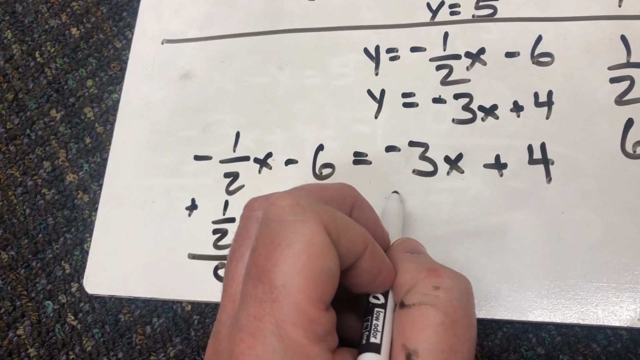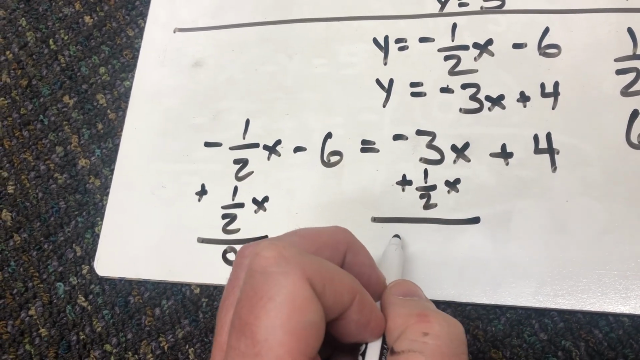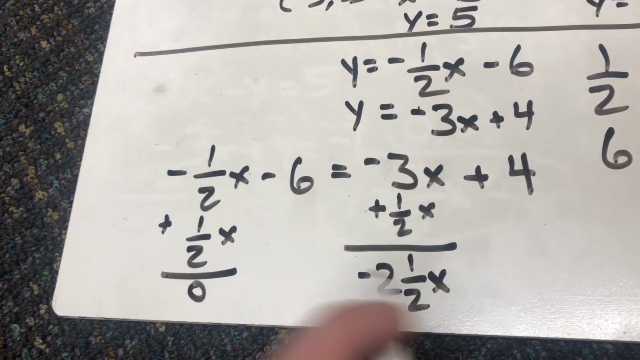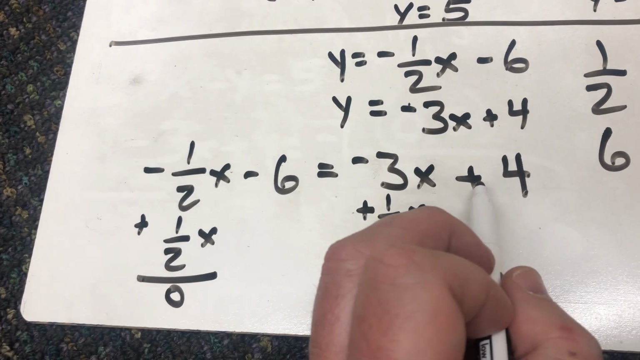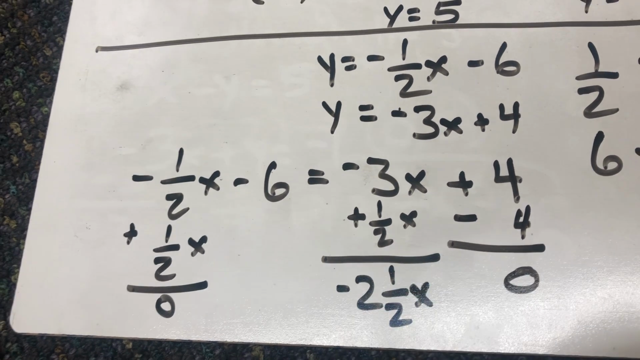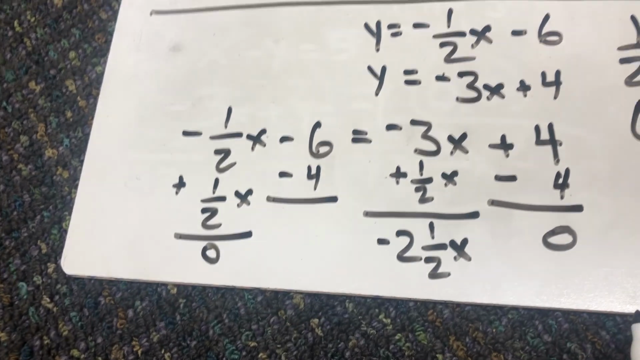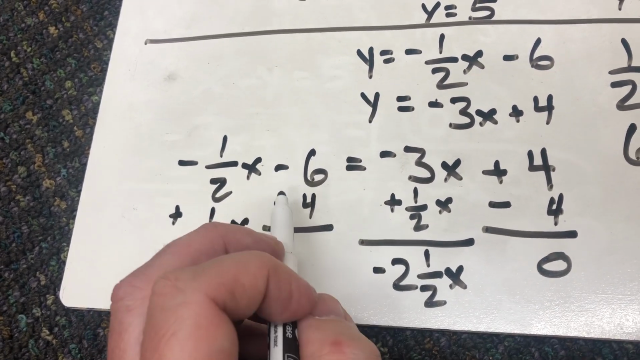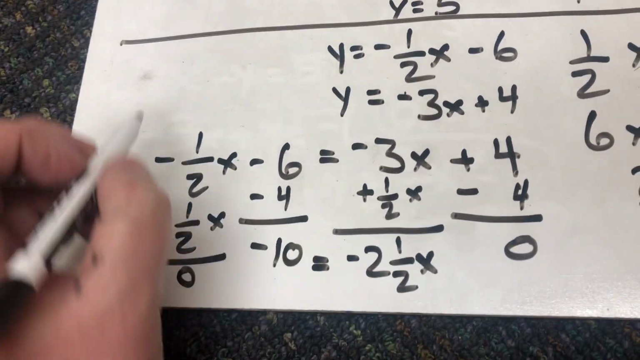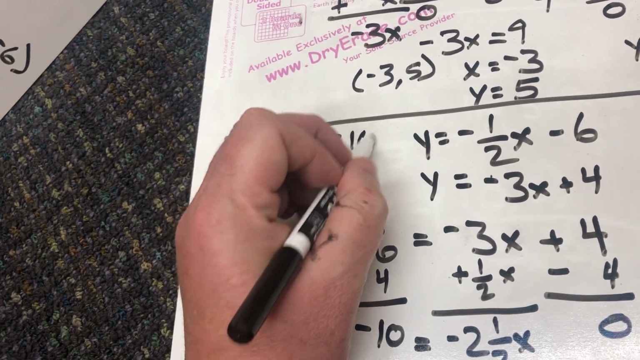When I have negative 3 plus a 1/2 x, that actually gives me a negative 2.5 x. I need a 0 on both sides, so I'm going to come over here, positive 4. I'm going to subtract 4. That's going to give me 0, but if I subtract 4 from this side, I have to subtract 4 from this side. That gives me negative 6 minus 4 is a negative 10. So now I've ended up with negative 2.5 x equals negative 10.